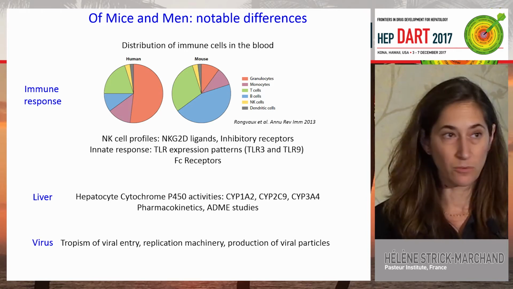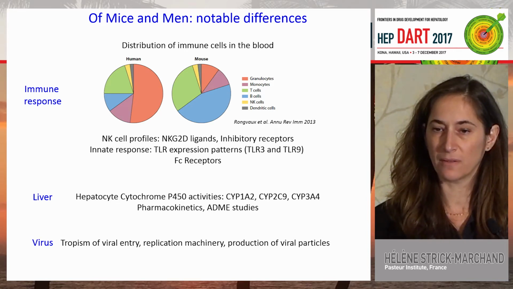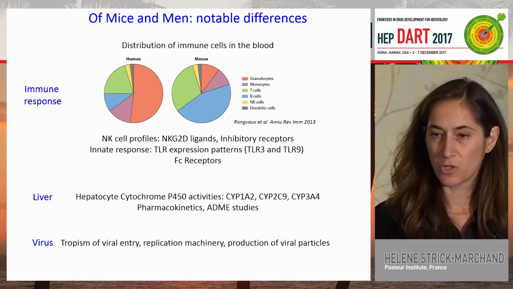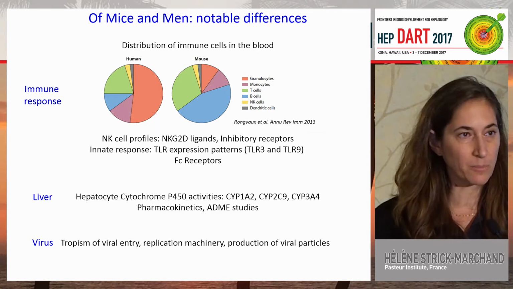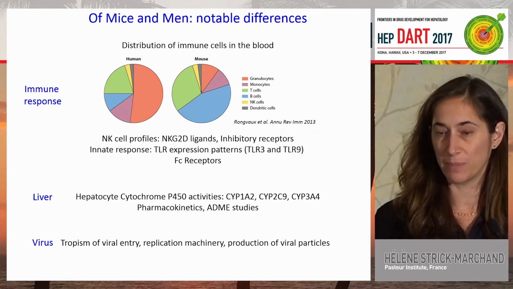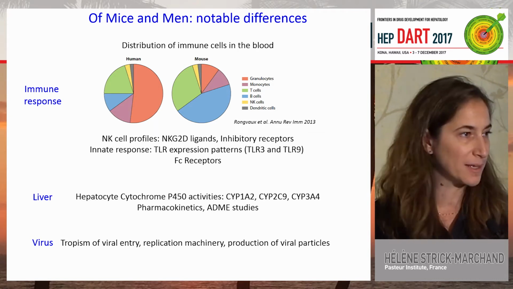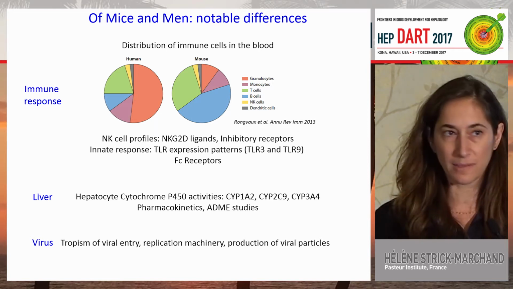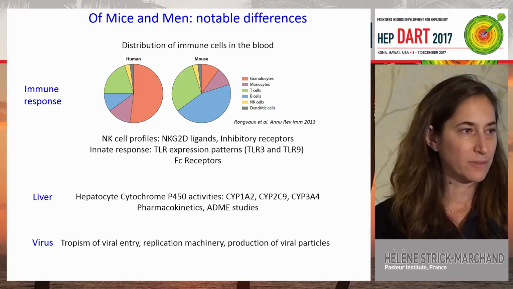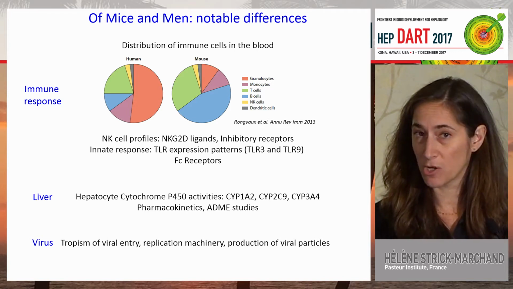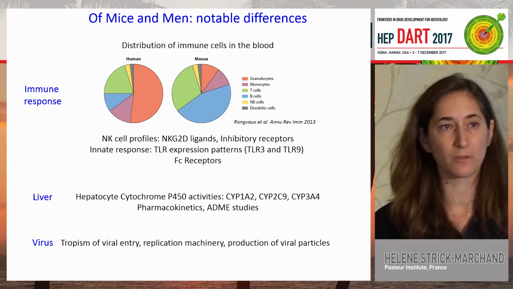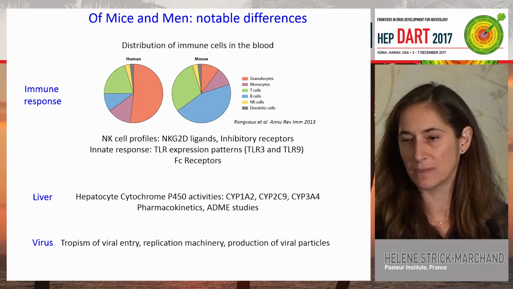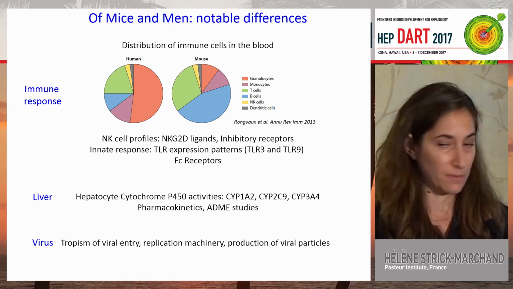So the differences between humans and mice are notable. One of them is the immune response. The immune cells are very different already if you're looking at the blood. In humans, you have a majority of granulocytes and monocytes, whereas in mice, it's a majority of B cells and T cells. The NK cell profiles are very different. The ligands are different. The inhibitory KIR receptors are different. There are also differences in the innate response, the TLR expression patterns that have been interesting for immunostimulatory or regulatory mechanisms, and the Fc receptors are different.